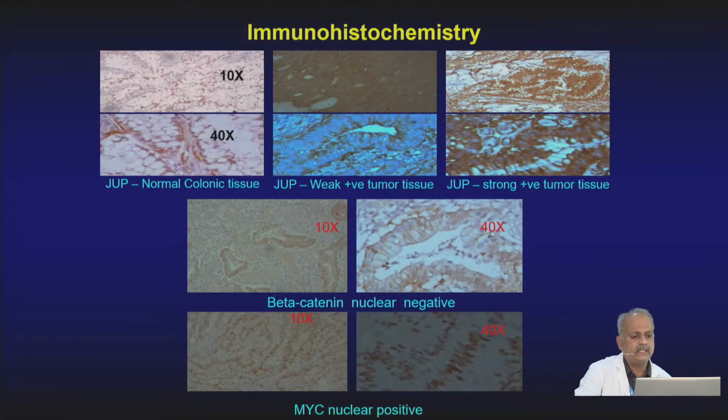Now, all this data was also looked at the immunohistochemistry level, that is at the protein level, where there was weak positive or strong positive gamma catenin upregulation, and the same tissues were also stained for beta catenin, and it was nuclear negative, suggesting that it is probably the gamma catenin that is upregulating the MYC gene and is probably involved in the tumorigenesis in the Indian ethnicity.